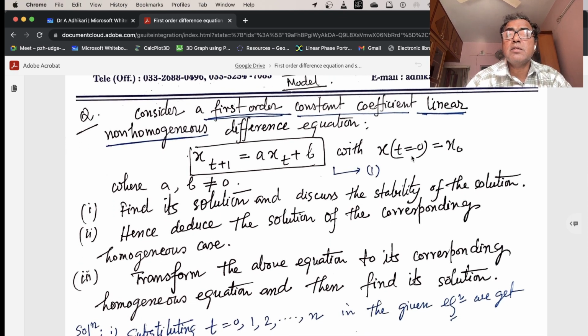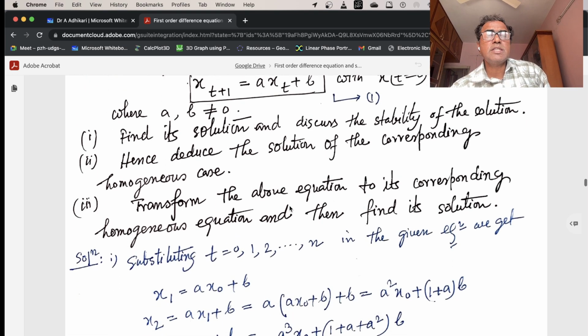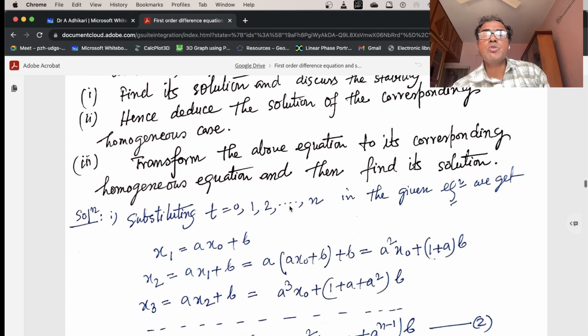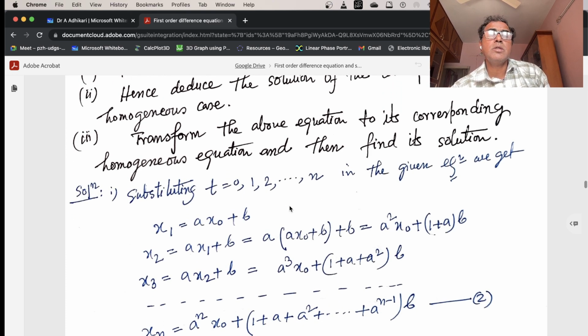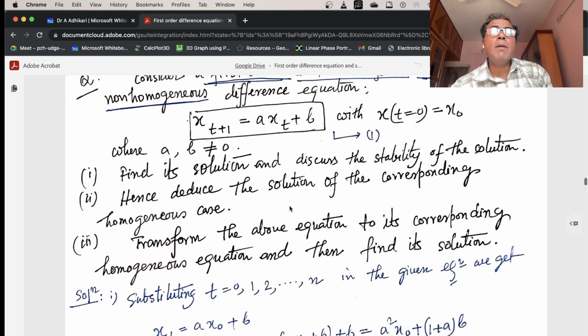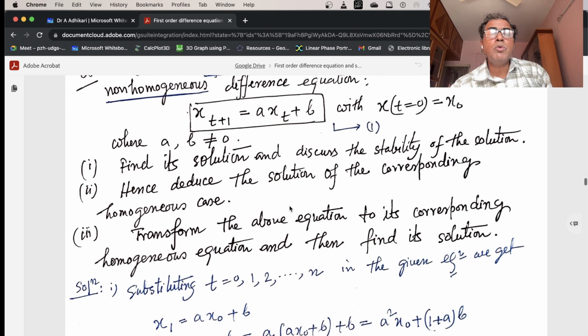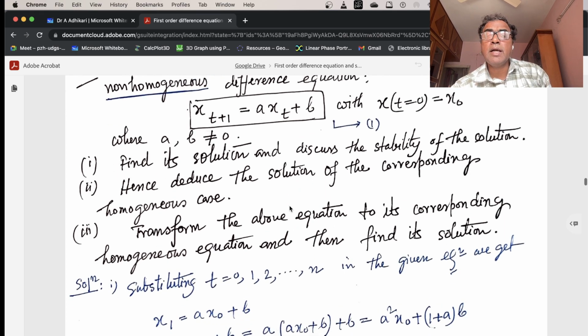With the initial condition x_{t0} equal to x0, find its solution and discuss the stability of the solution, and hence deduce the solution of the corresponding homogeneous case, by transforming the above equation to its corresponding homogeneous equation, and then find its solution. First we put x_{t+1} equal to a x_t plus b, and put t equal to 0, 1, 2, up to n in the given equation.